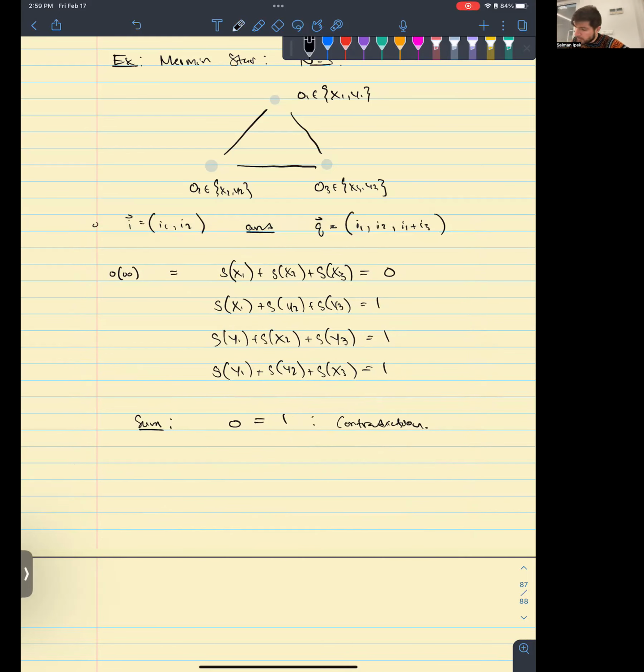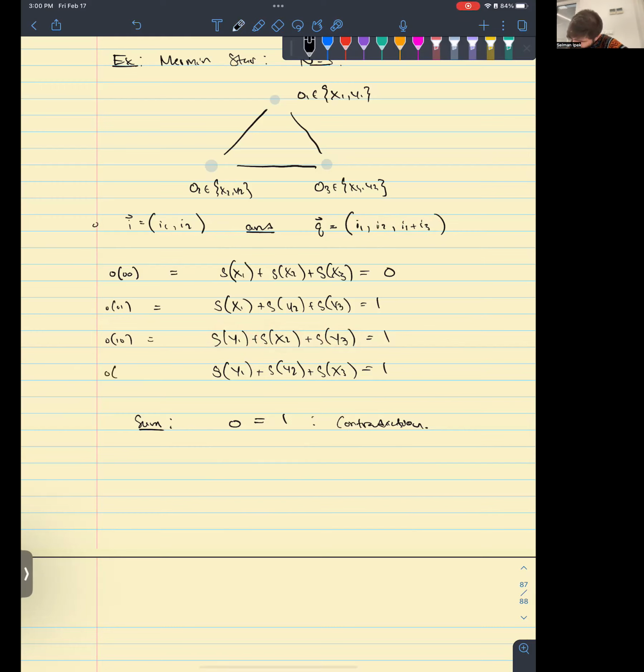So when the inputs are 0, 0, it means that I measure here, if you look at this, this is 0, this is 0, and 0 plus 0 is 0. So you measure X for all of them. Or if you do 0, 1, you measure X for the first one, Y for the second one, and the third one is also Y. O of (1, 0) is equal to, you measure Y for the first one, X for the second one, and Y for the third one.